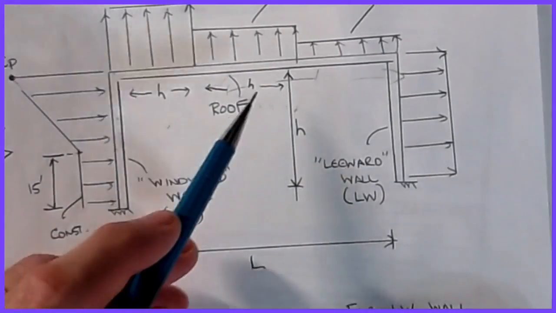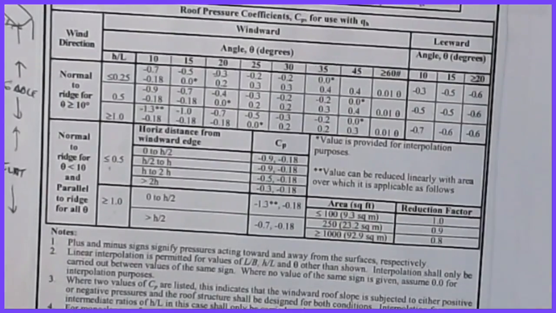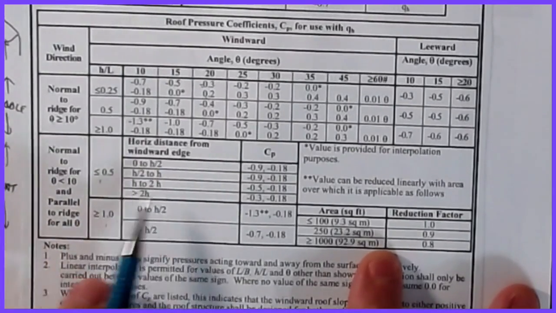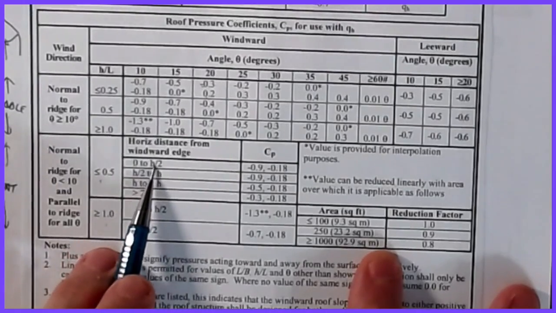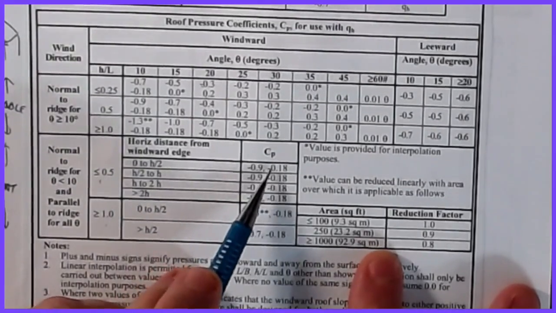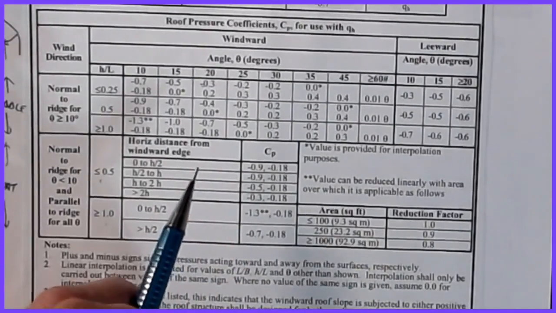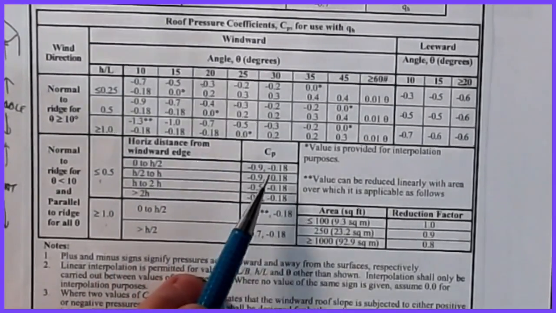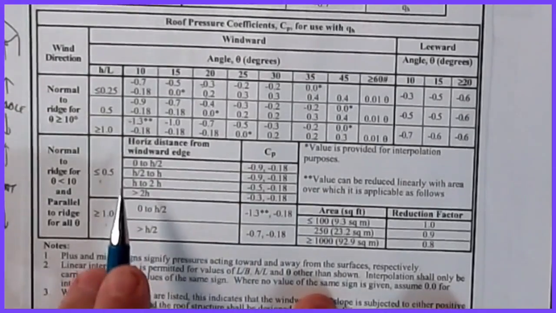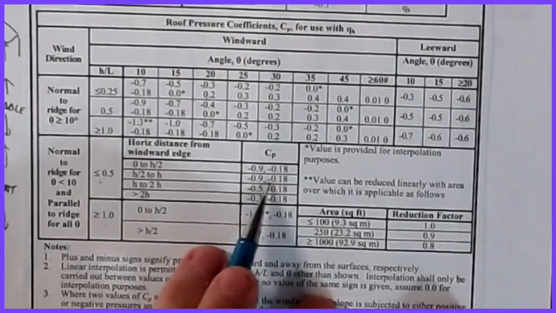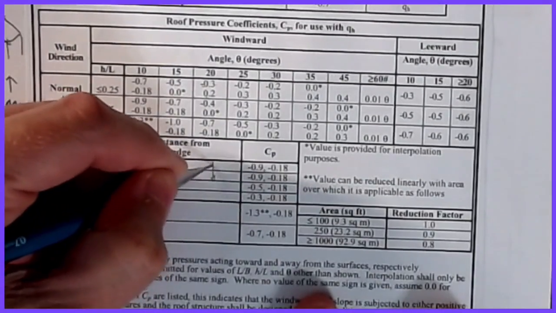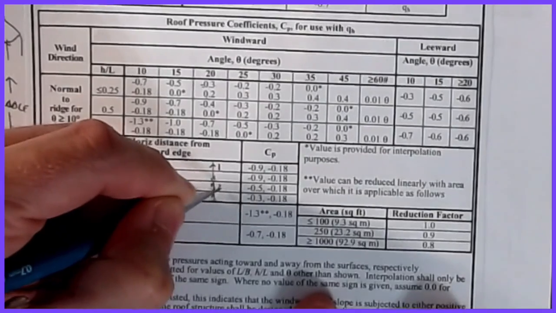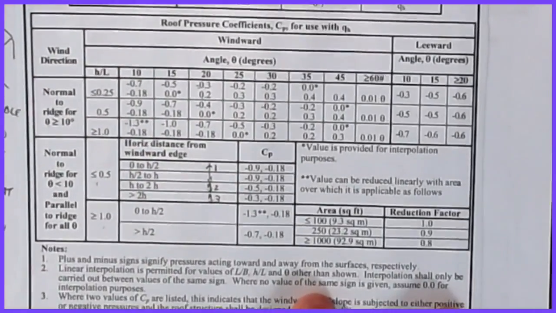Now I called it H, and then everything else, and you'll see why I did that as we start to look into this. All right, so the horizontal distance from the windward edge for a flat roof from 0 to H over 2 has a minus 0.9 and a minus 0.18 as our CP factors. They're two different values, and you have to analyze both even though they have the same signs because they treat the building a little bit differently. But you'll notice that from H over 2 to H, I get the exact same values. So this is kind of zone 1, this next guy is zone 2, and this guy here would be our zone 3.